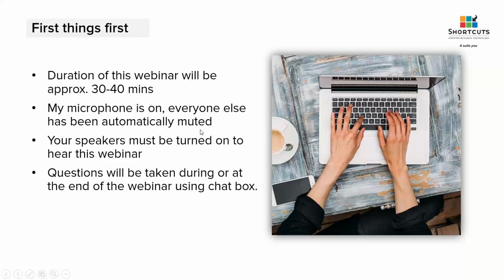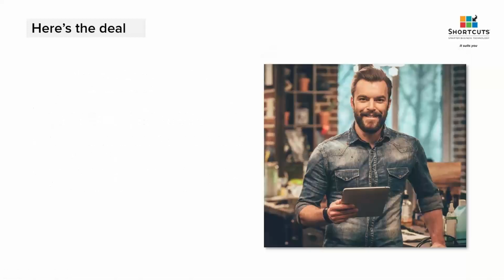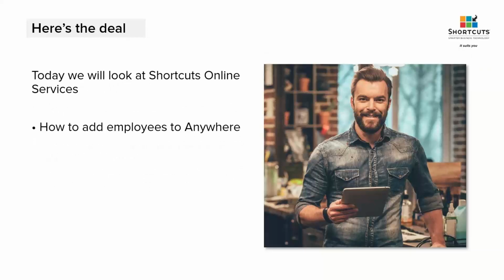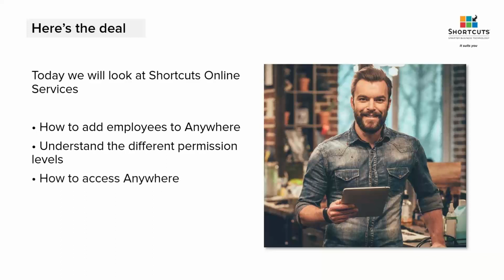So today's workshop, today's classroom, is essentially focused specifically in the Shortcuts online console. So we're going to look at how to access those online services, how to add a staff member to Anywhere, what are the different permission levels. So, of course, for security reasons, maybe you don't want your staff having access to absolutely everything. And, of course, how to access Anywhere.